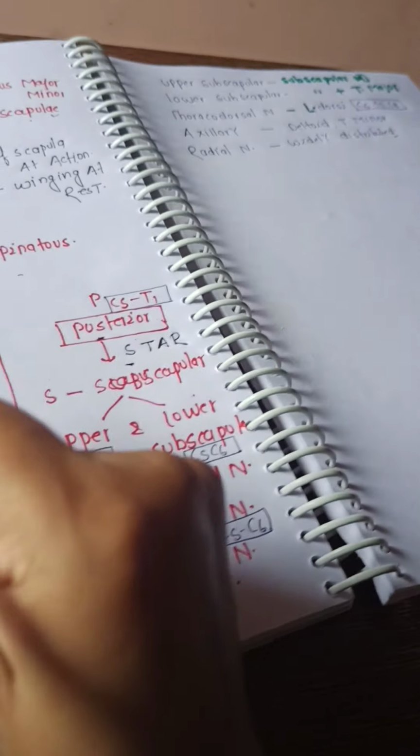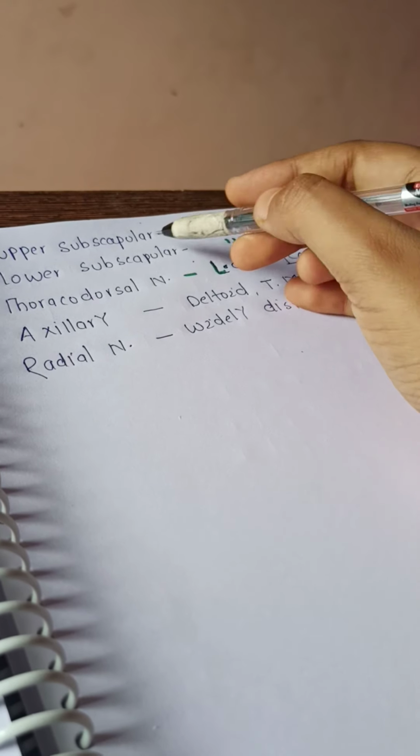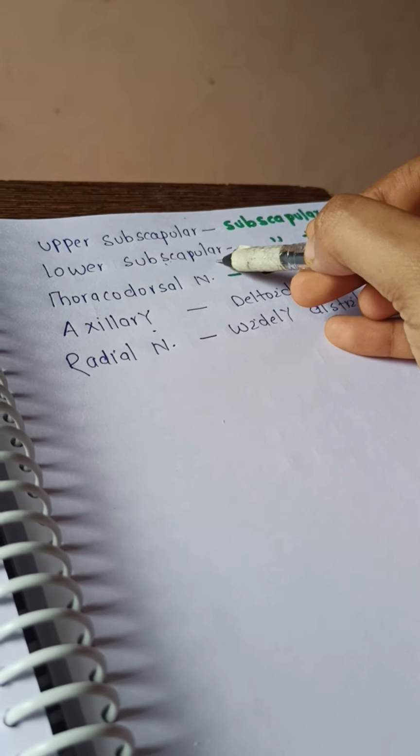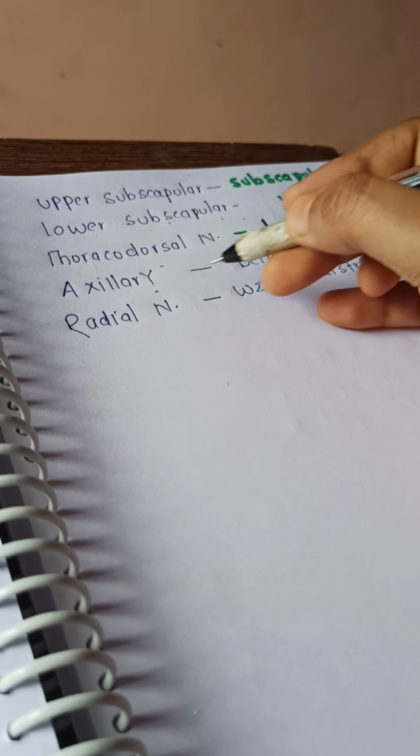Now some important supply: upper subscapular supplies the subscapularis muscle, lower subscapular also supplies subscapularis and teres major. How will we remember? It's major, but it's supplied by the lower part. Teres minor is supplied by the axillary. So teres major is supplied by the lower subscapular. Thoracodorsal nerve supplies the latissimus dorsi. Its root value is very important, C6, C7, C8. Axillary nerve supplies the deltoid and the teres minor, and radial nerve is widely distributed.